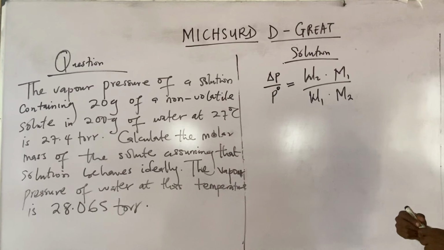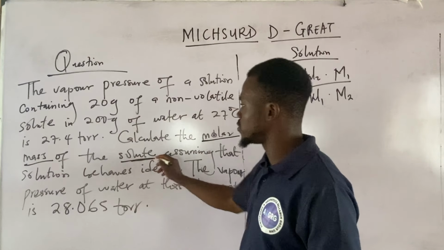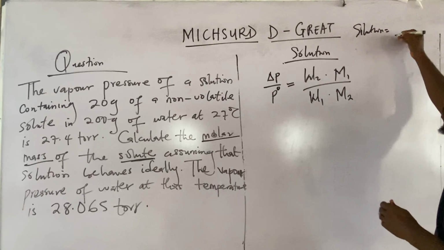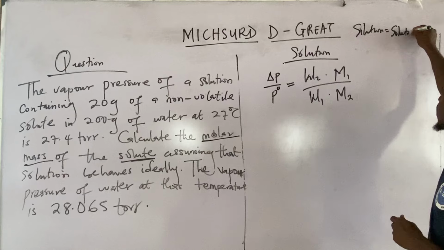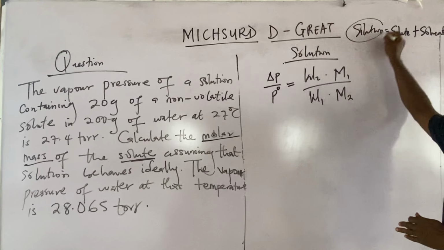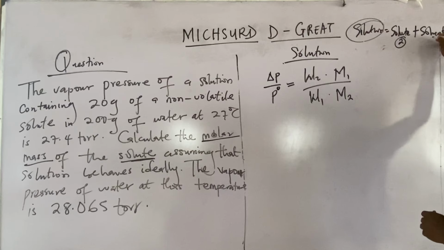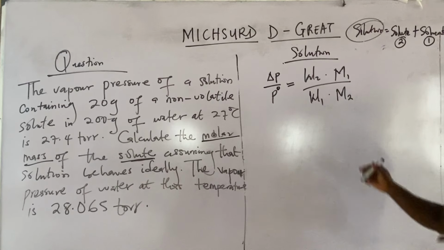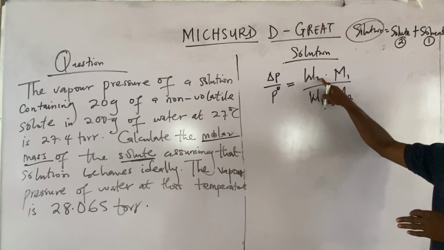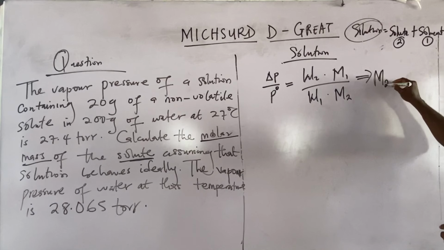So what we are looking for from the question is the molar mass of the solute. Remember, a solution is made up of a solute and a solvent. The combination of solute and solvent gives us the solution. So I will use 2 to show the solute, and I'll be using 1 to show the solvent. Whenever you see 1, we are talking about the solvent. Whenever you see 2, we are talking about the solute. M2 is what we are finding, so I will make M2 the subject of the formula.